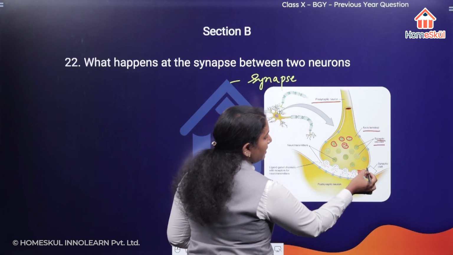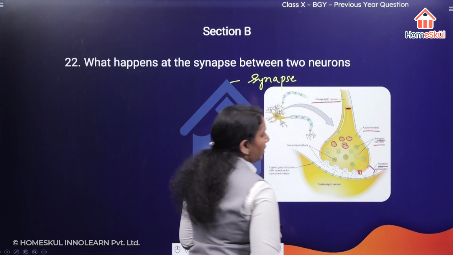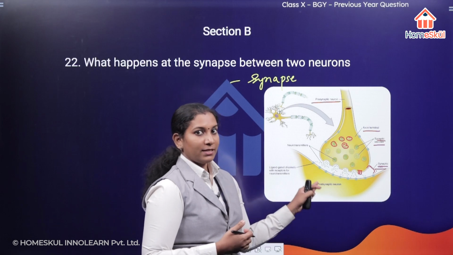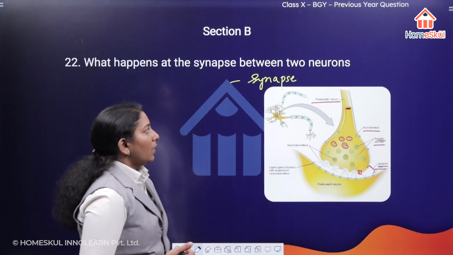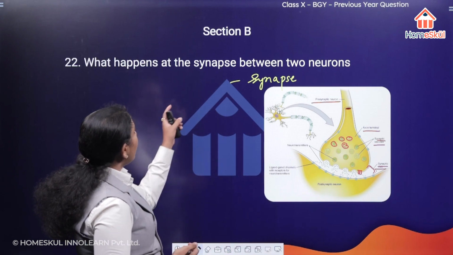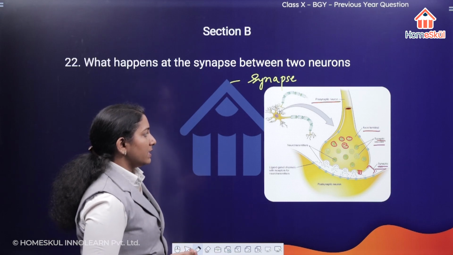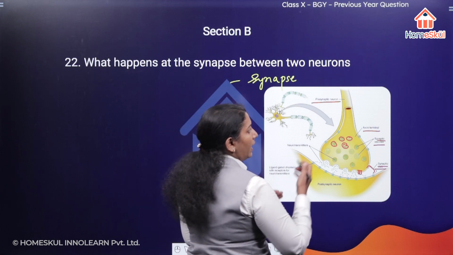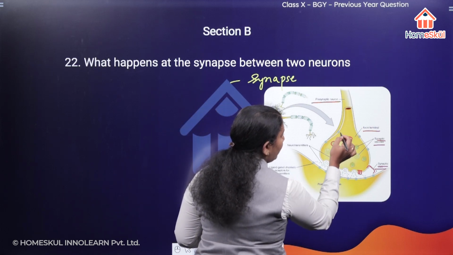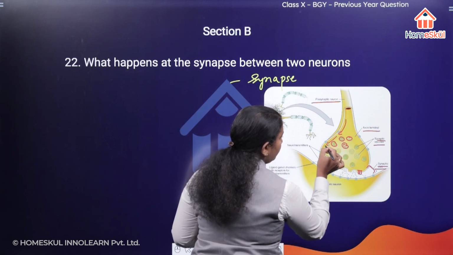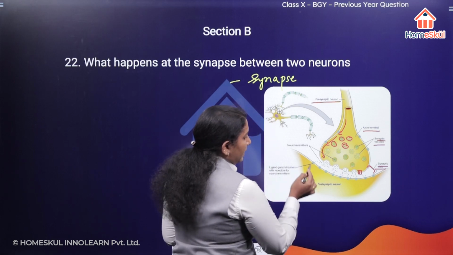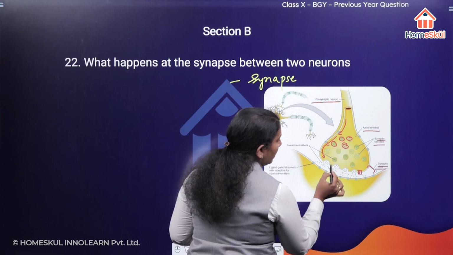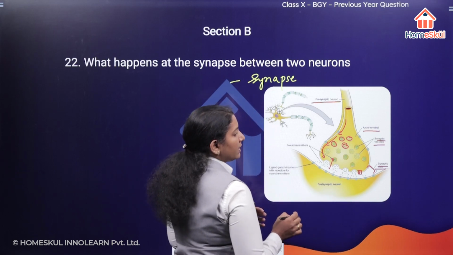And this is actually the synaptic cleft, that is the space between the two neurons. So what happens at the synapse between two neurons is that a potential will get activated here, so the calcium ions will enter into this presynaptic neuron. Then what will happen?